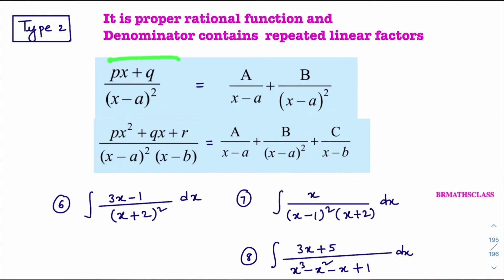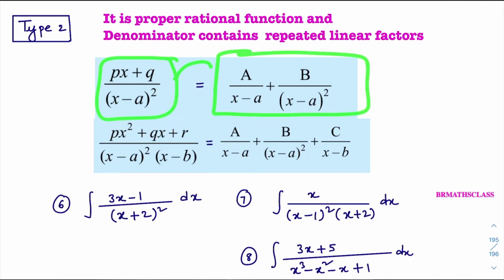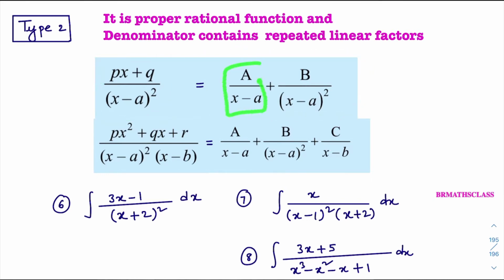You observe, is this a proper rational function or not? Degree of numerator is 1 here, degree of denominator is 2. So this is a proper rational function and the denominator contains repeated linear factors x minus a whole square. In this case, we will write this proper rational function into partial fractions like this. This is what we learned from the partial fractions chapter. This is the way we split a proper rational function into partial fractions: a divided by x minus a plus b divided by x minus a whole square.